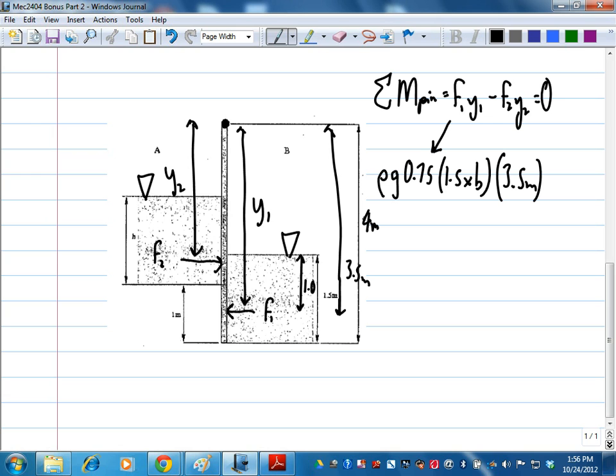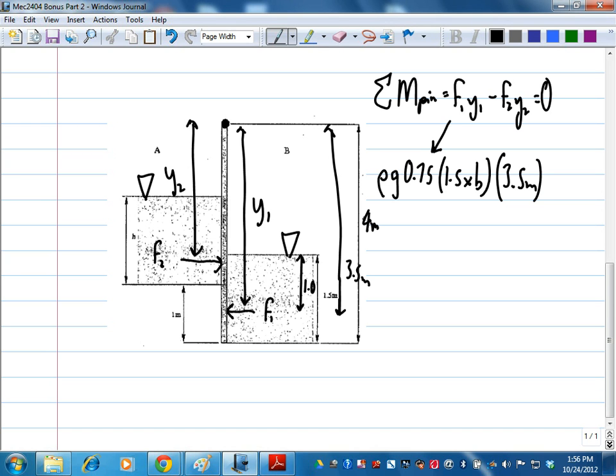Correct? So that's the average pressure times the area. Average pressure, at the center, is just rho G HC. Is that okay so far? On the next one, the area is 1.5 height times B into the page.